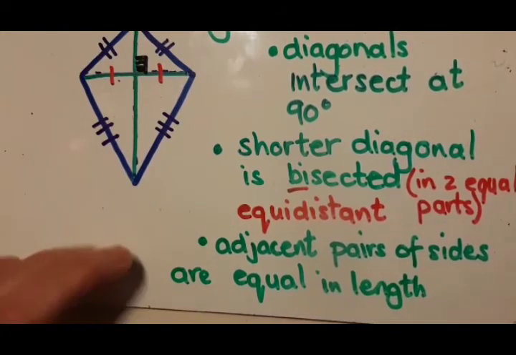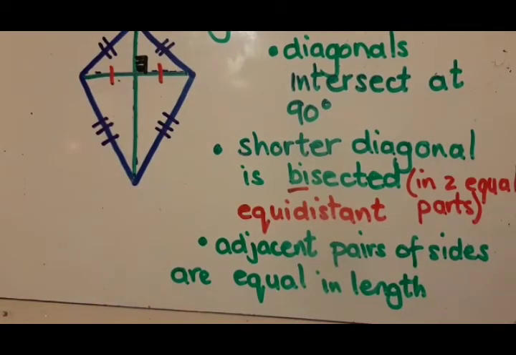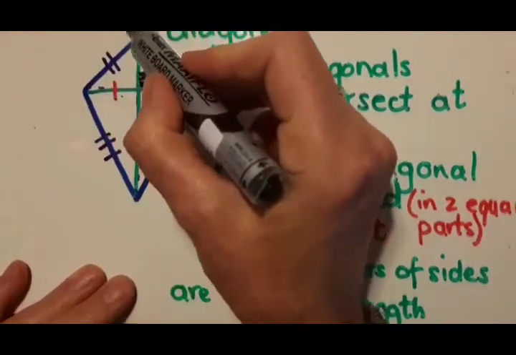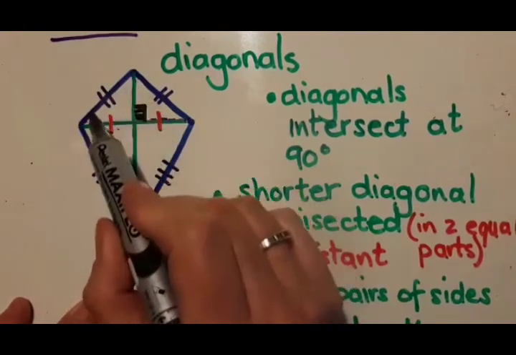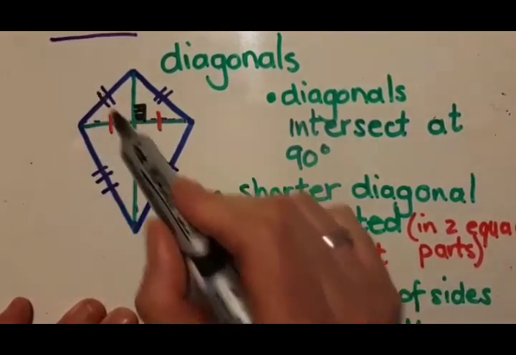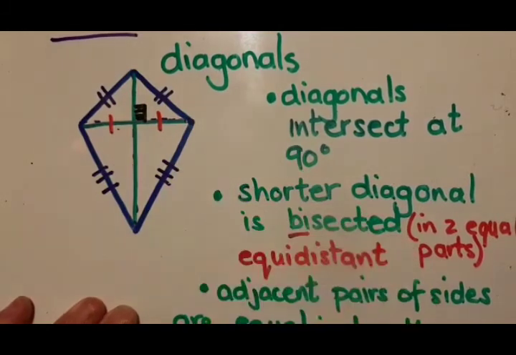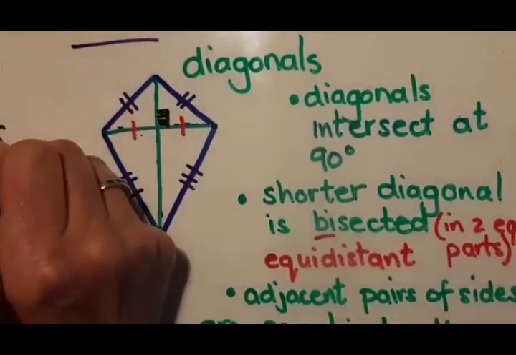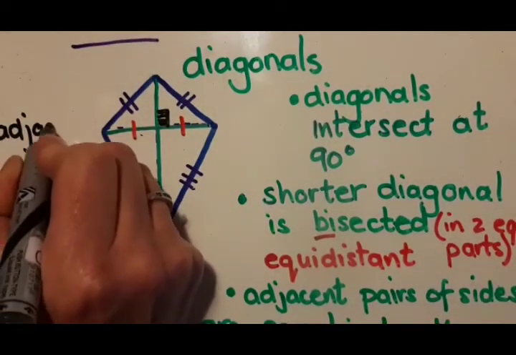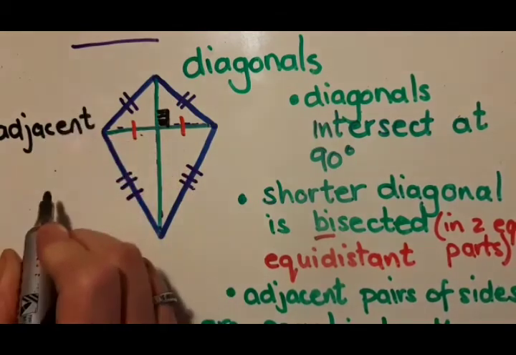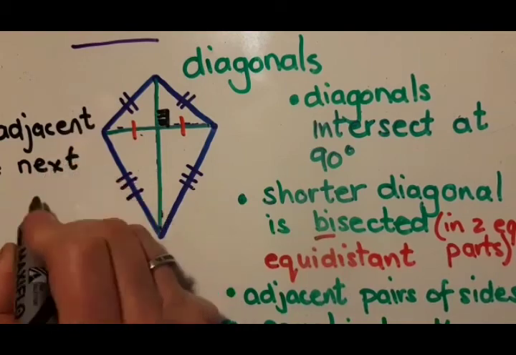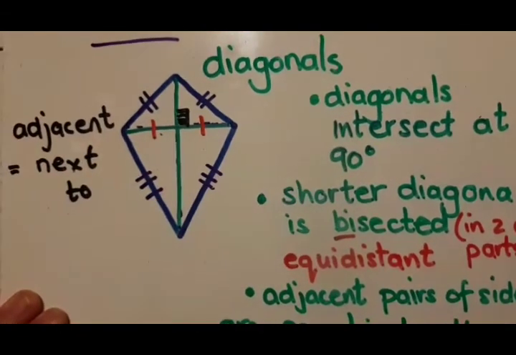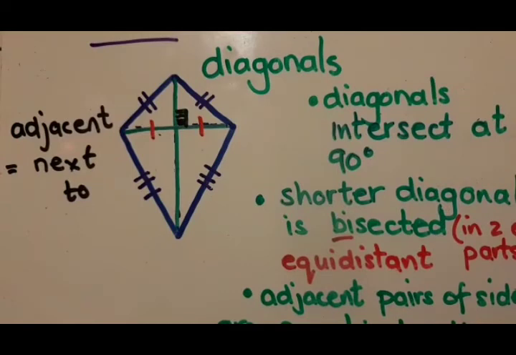Now, what does adjacent mean? Well, adjacent means next to. So you can see that this line is next to that line. They're not opposite. It's not those two that are equal. It is the lines that are adjacent. So adjacent is a very fancy word for next to.